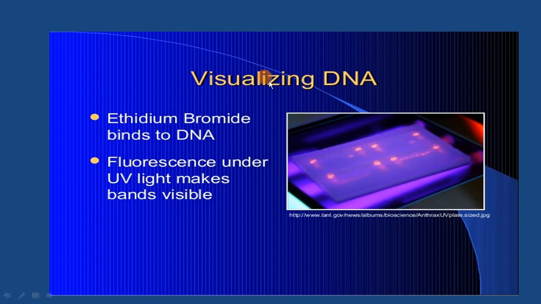Now you will visualize this DNA molecule under UV light. Okay, so what we do, in the DNA sample we mix one molecule called ethidium bromide. It will bind with the DNA molecule. If you do not add this ethidium bromide, you won't be able to visualize the DNA.